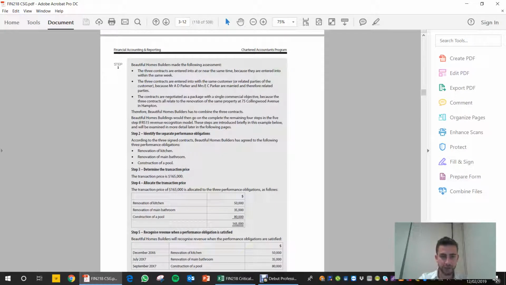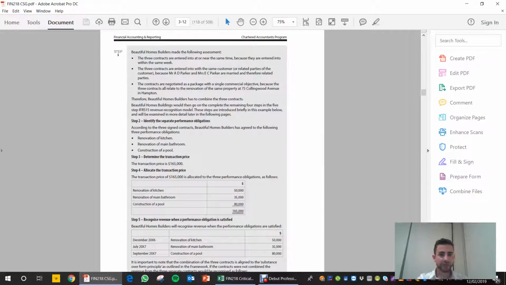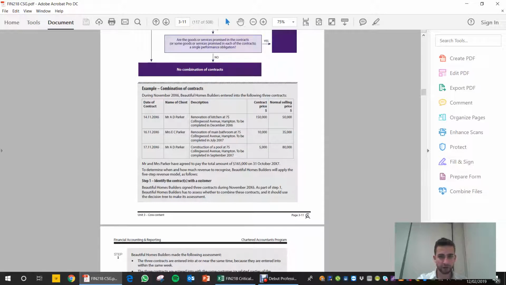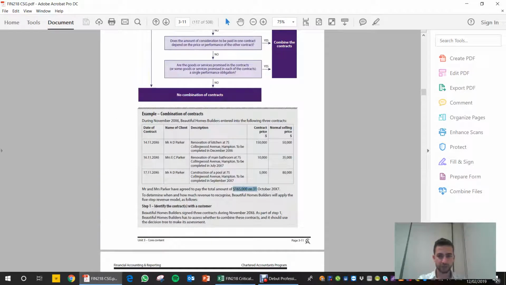So the transaction price. Go through the normal steps. Number 2 is identify the separate performance obligations. So it's kitchen, main bathroom, and pool. Fortunately, they're the same as up here. Otherwise, we'd have to combine the 2 if they were part of the same obligation. Number 3, determine the transaction price. The dollar amount on the contract is $165,000, as you can see there. And number 4, allocate the transaction price. Because we're combining the contracts, we can allocate that between their standalone prices. So it's actually going to be these 3 amounts here.